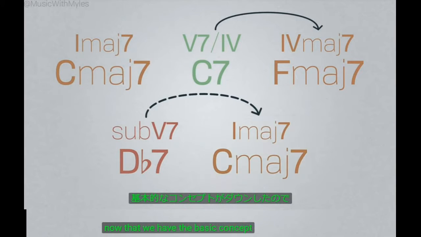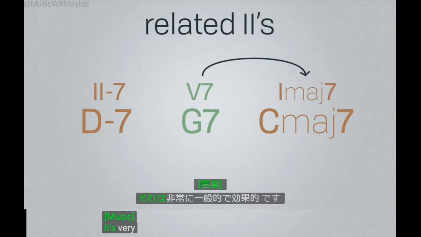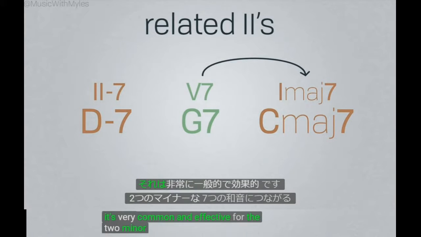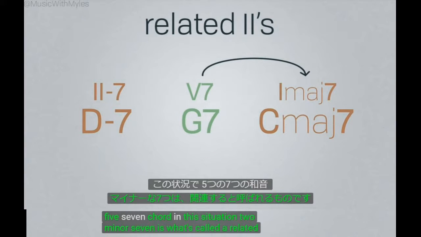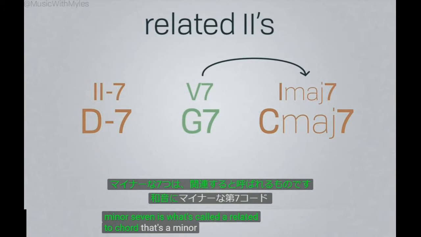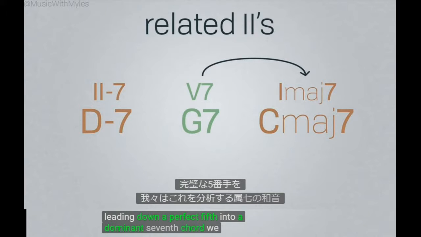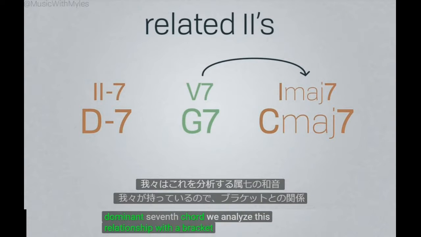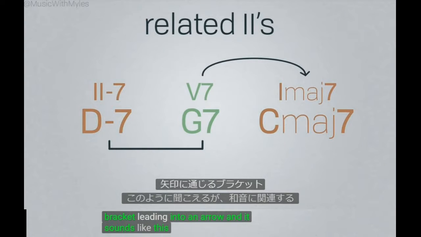Now that we have the basic concept down, it's time to take it to the next level. It's very common and effective for the 2 minor 7 chord to lead into the 5-7 chord. In this situation, 2 minor 7 is what's called a related 2 chord. That's a minor 7th chord leading down a perfect fifth into a dominant 7th chord. We analyze this relationship with a bracket. So we have a bracket leading into an arrow, and it sounds like this.